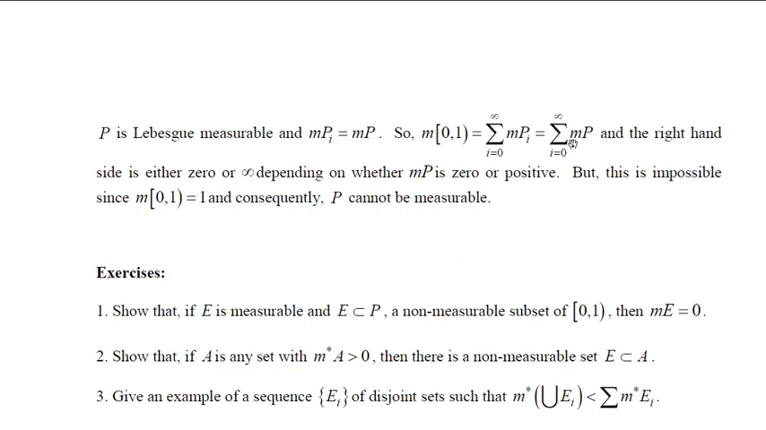But see, the measure of the left hand side is 1, whereas the measure of this is either 0 or infinity, depending on whether the measure of P is 0 or positive. But this is impossible, hence our assumption is wrong. That means P is a non-measurable set.